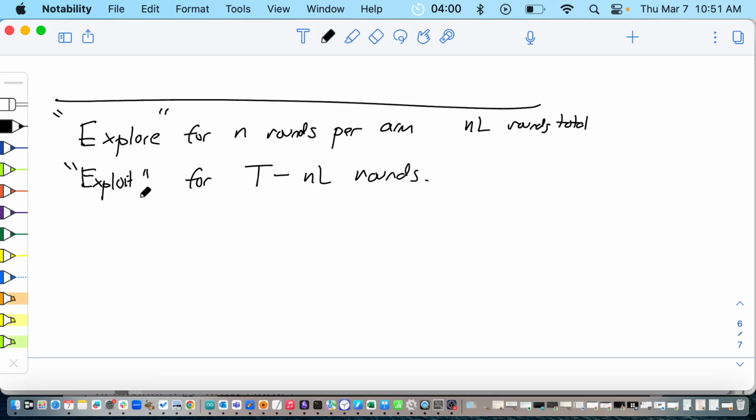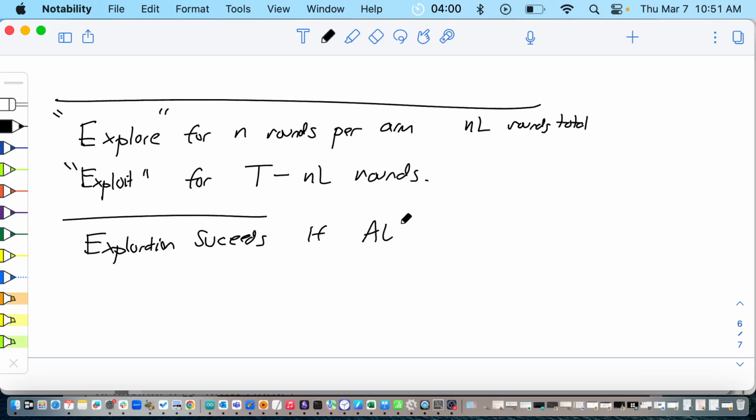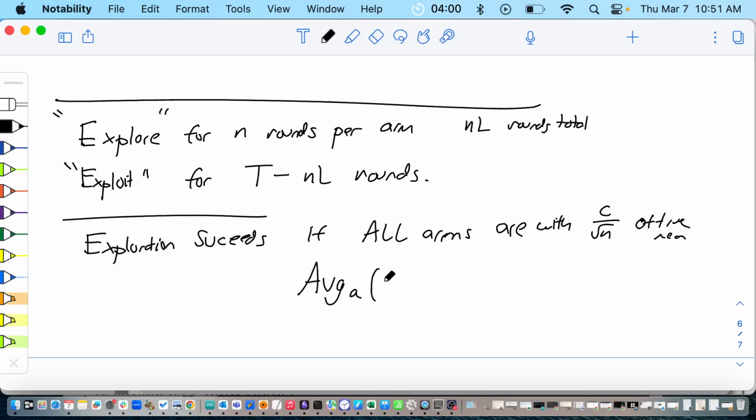And we have said exploration succeeds if all arms are within c over square root of n of the true mean. So the average of arm A up to time n, after we've tried it n times, minus the true average is less than c over square root of n and bigger than minus c over square root of n. So this is what it means to succeed.